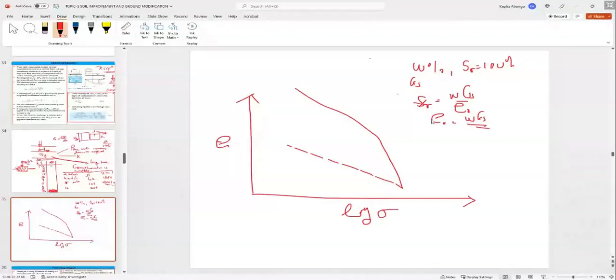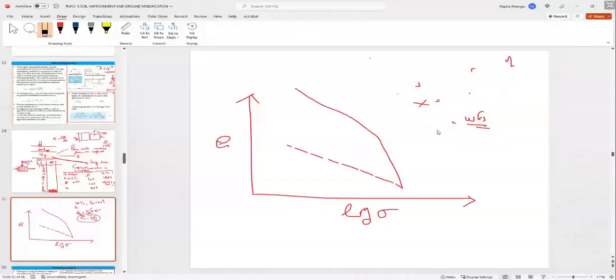Before any loading, just saturate the sample. When the sample is completely saturated, determine the water content. And you probably know the specific gravity of the particles. So then you'll be able to calculate the initial void ratio. Does it make sense? Good. So let's now get back to this.